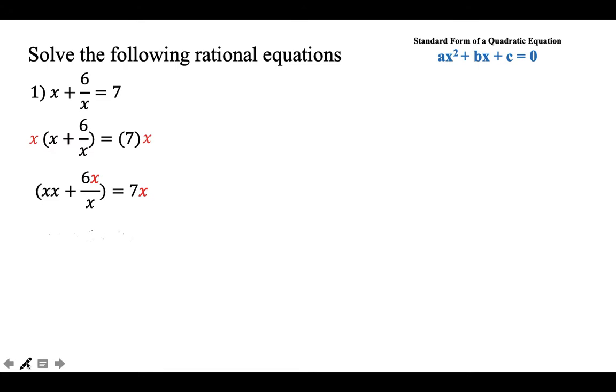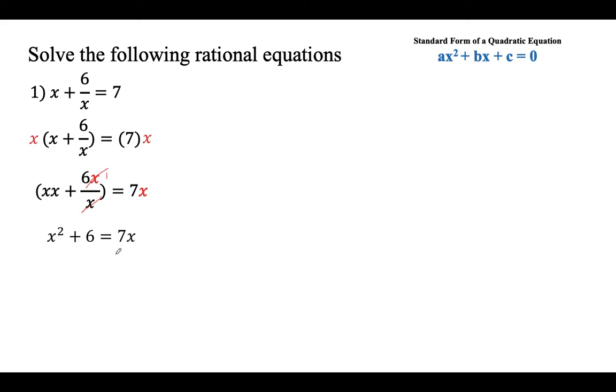Then the next thing to do is simplify. So x times x, you get x squared. Then you can cancel this: x divided by x is 1. Then 1 times 6 is 6. Then write down plus, write down equals, write down 7x.